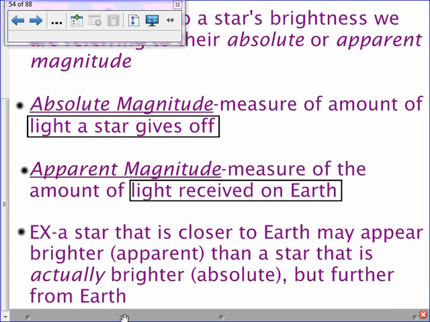So knowing the difference between these two terms is important when it comes to what we're going to be doing next and for the activity we're going to be doing in class tomorrow. So absolute magnitude, what it absolutely is, its true brightness. Apparent magnitude, how it appears to us, what's obvious to us, what's apparent to us.